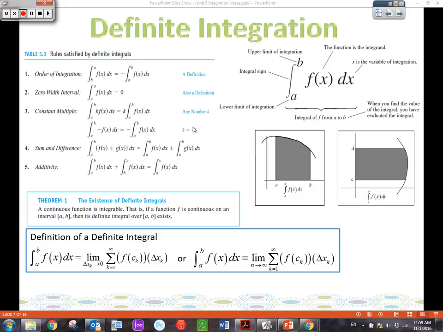Okay, let's take a look at our lesson for today. We're going to be looking at definite integration. Before we start, I actually want to go back and talk about what we've done so far.